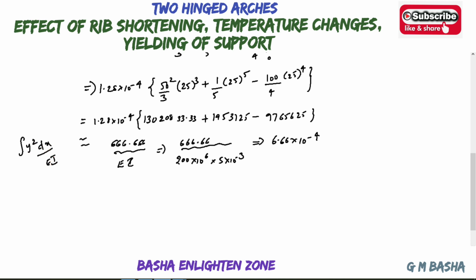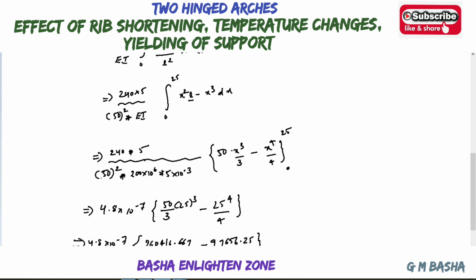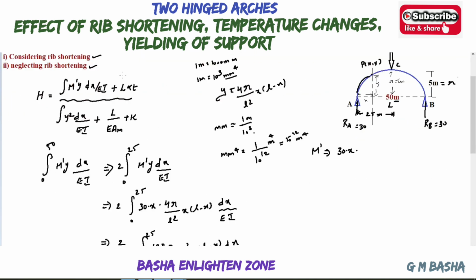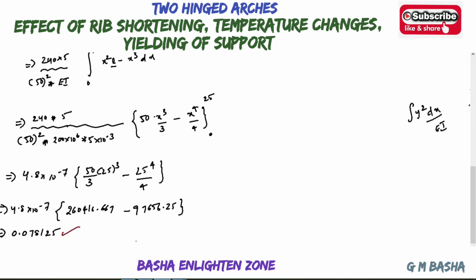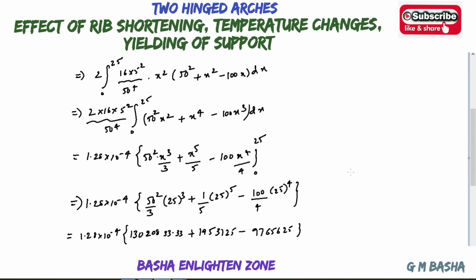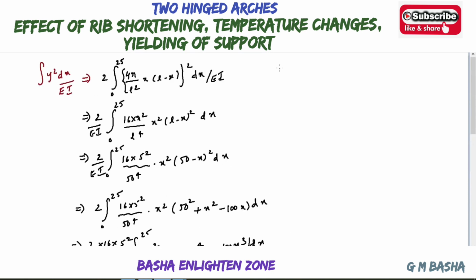So see here, what is the horizontal thrust formula? We wrote that one in the starting only. So here, integral of m m dash y dx by EI value is already obtained, and integral of y square dx by EI value is already obtained. The remaining values we have to substitute, and then you will get the horizontal thrust for considering rib shortening and also for neglecting rib shortening. So first let us go for the first condition, considering rib shortening.